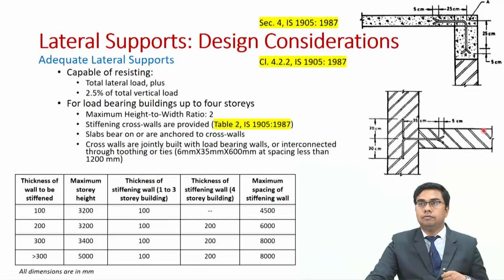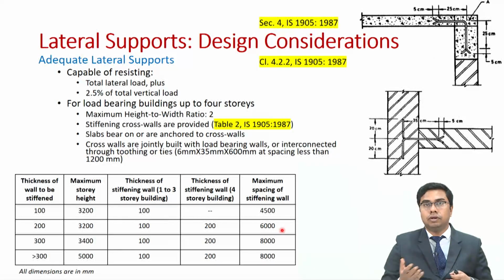As you can see in this very figure, this is a wall which is to be stiffened and this is the wall which is stiffening, that is, it is a stiffening wall. So, let us say that if you have a 4-story building and the thickness of this wall is 200 millimeters, then you need a 200 mm thick stiffening wall as well, and the maximum spacing of a stiffening wall shall be equal to 6 meters. So, the spacing of the stiffening wall shall always be less than 6 meters in that case.